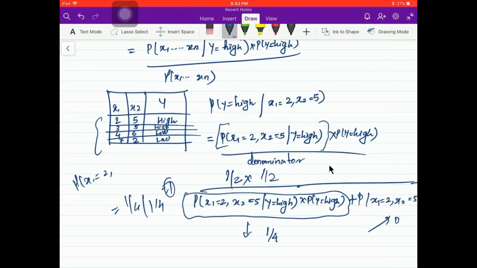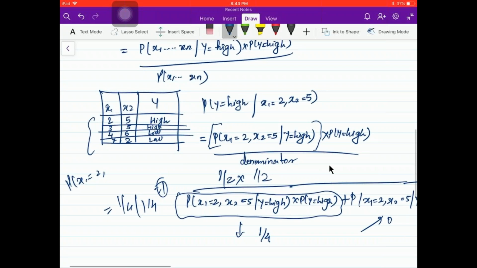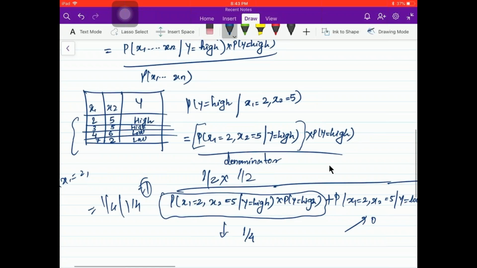Naive Bayes has a particular. So Sudeep, this one is not clear. Why it's not 1 by 2? Why it's 1? Because there are two occurrences of high for y. Out of these two, there is only one occurrence of 2 and 5. Then why not 1 by 2?